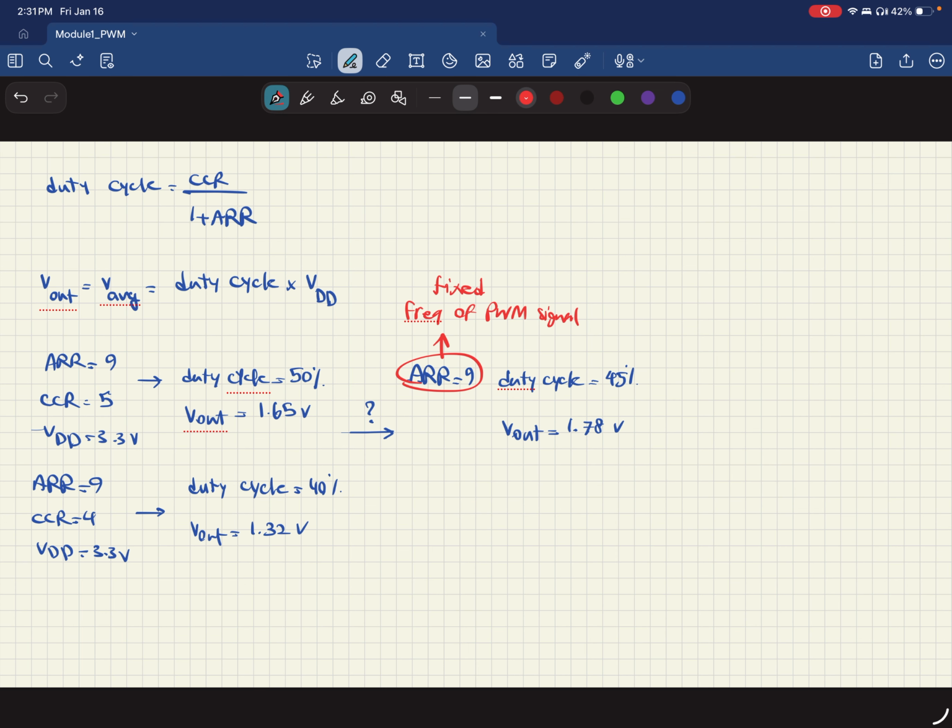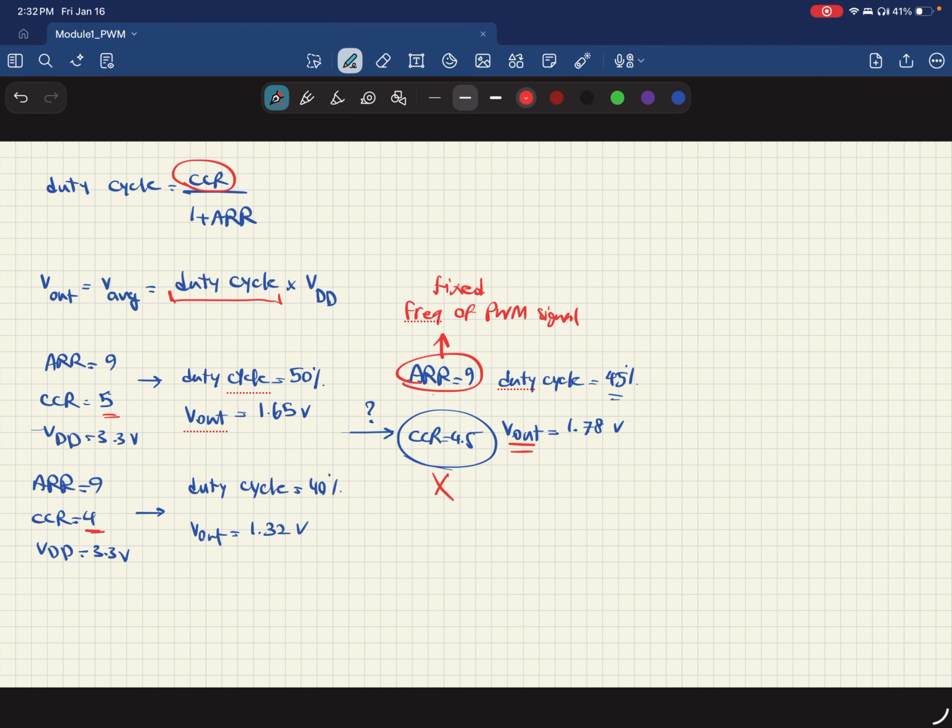the V out, the only thing we have is our duty cycle, which in the duty cycle, the only thing we have that can be changed is CCR. Okay? And CCR, we know that it's a counter basically. So it can go only up by one step. So in fact, this shows that if ARR is 9, in order to get to 45%, I would need a CCR of 4.5, which is not possible because the counter cannot be 4.5.